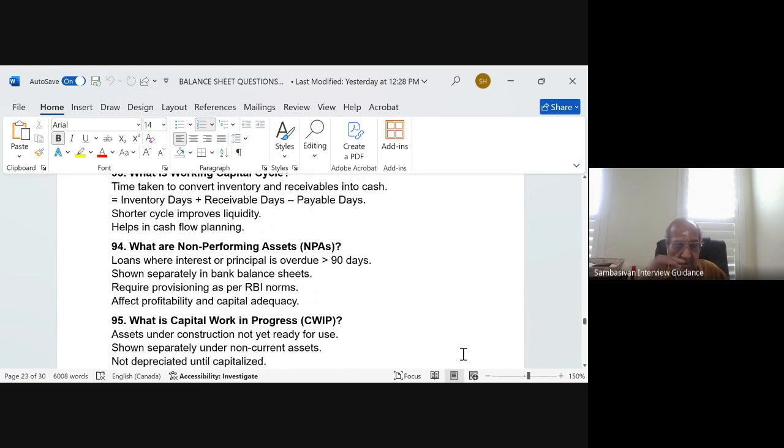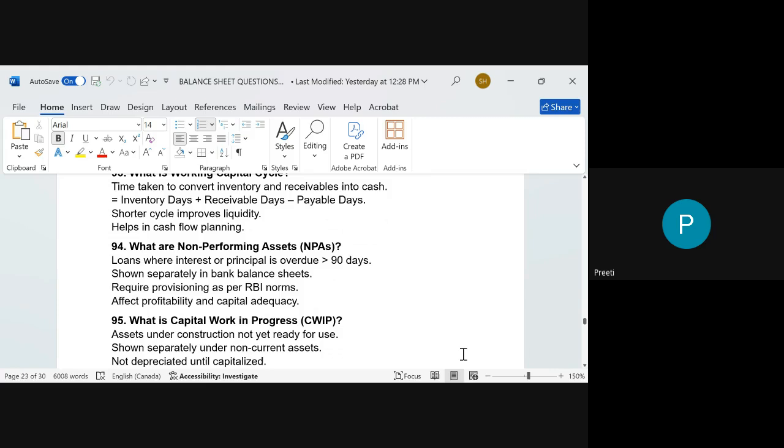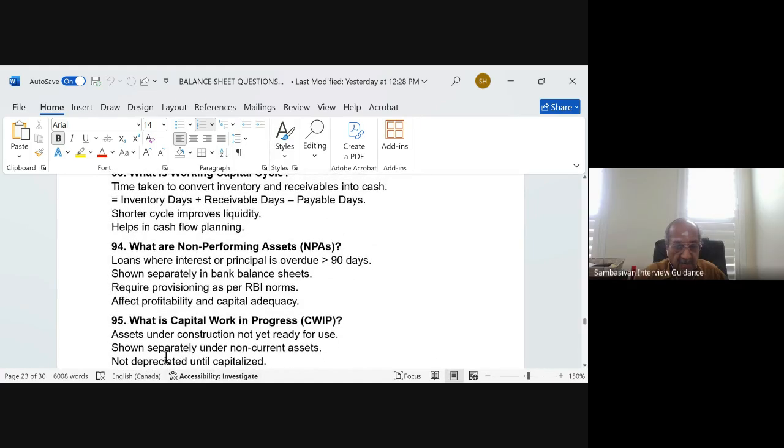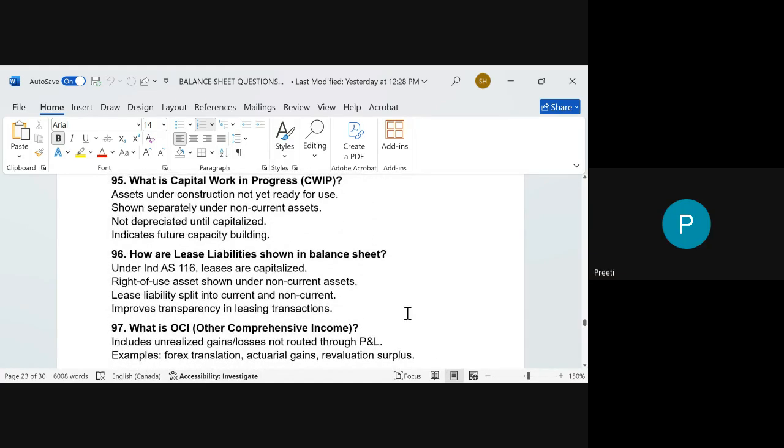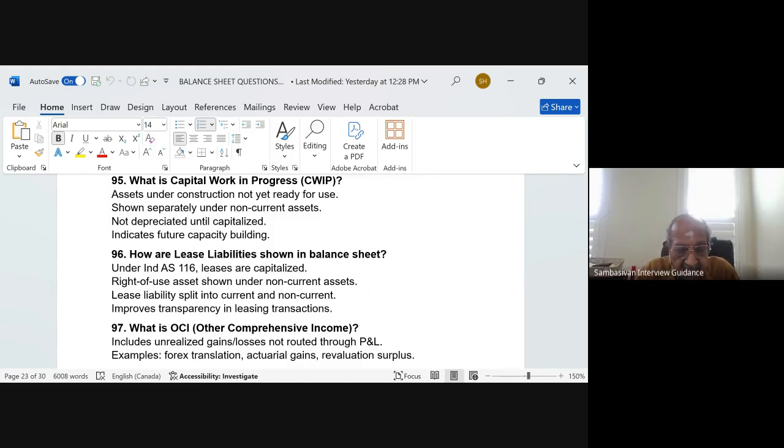94. What are non-performing assets? NPAs, loans where interest or principal is overdue more than 90 days. Shown separately in bank balance sheets, require provisioning as per RBI norms, affect profitability and capital adequacy. Continue. What is capital work in progress? Assets under construction not yet ready to use. Shown separately under non-current assets, not depreciated until capitalized. Indicates future capacity building. Very good. Thank you. Next, we will ask somebody else to read.